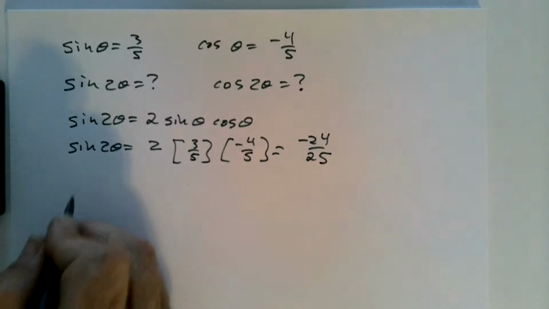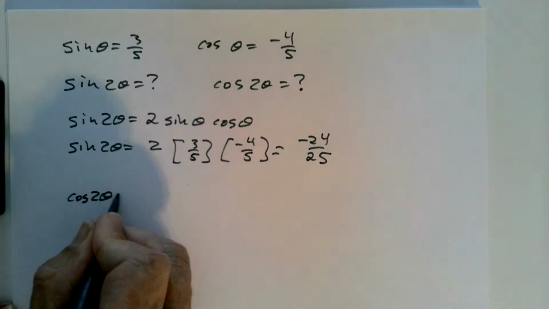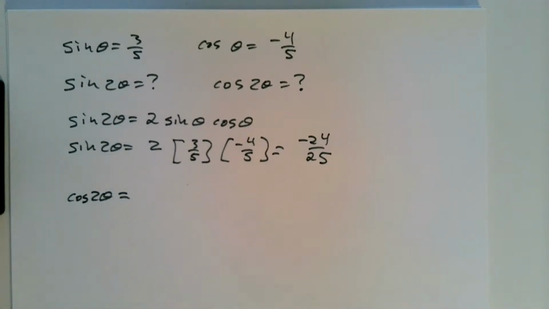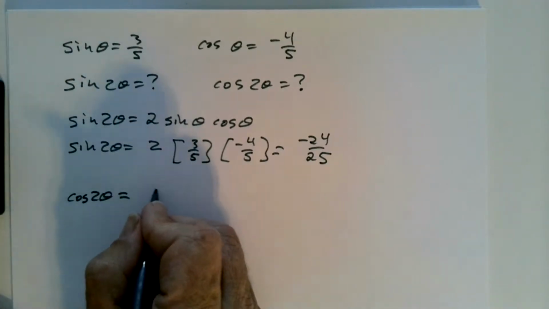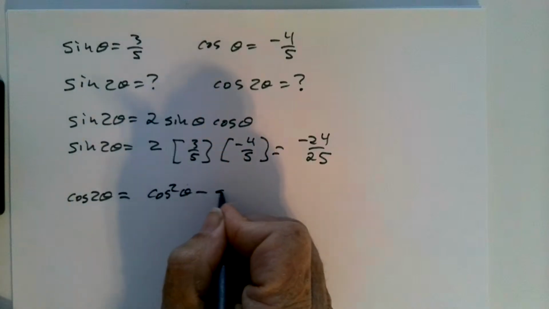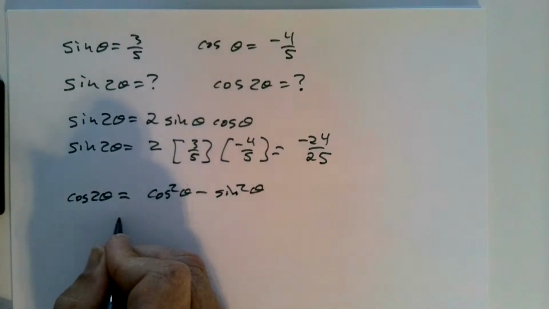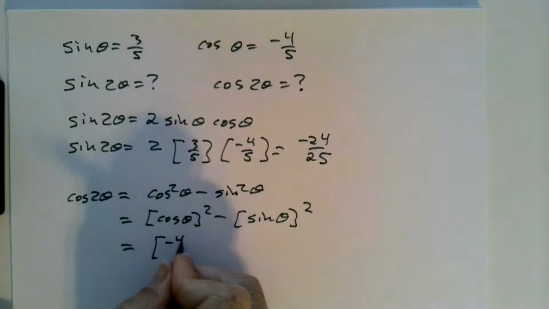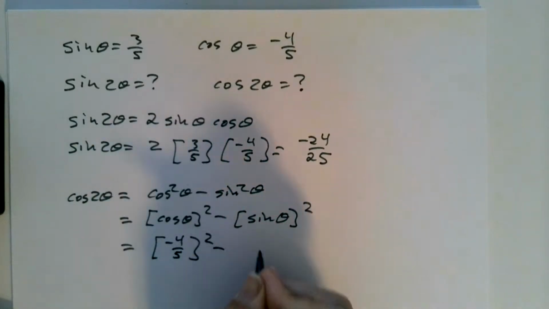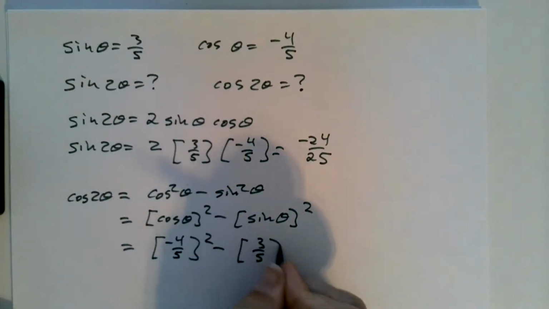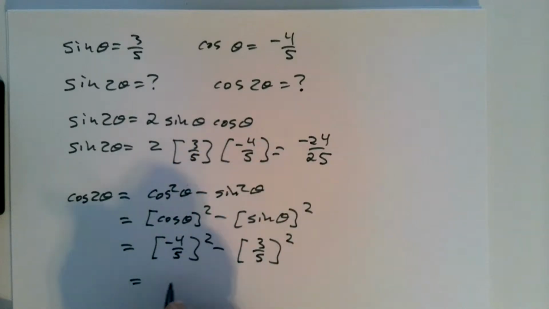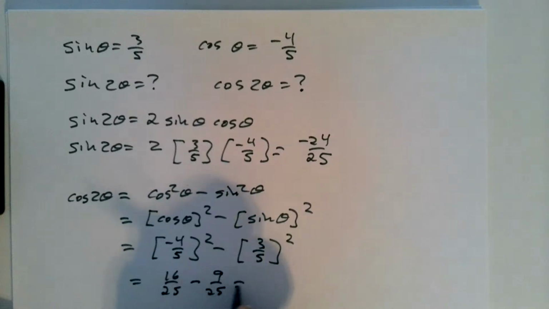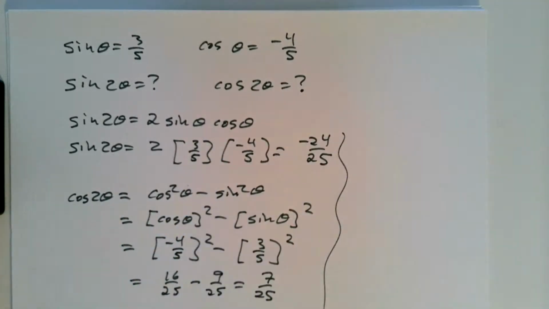How about the cosine of 2 theta? Which one do I want you to memorize? The one that looks like the Pythagorean identity: cos squared theta minus sine squared theta. What does that really mean? Cos of theta is negative 4/5. So I get negative 4/5 squared minus sine of theta, 3/5, squared. So negative 4/5 times negative 4/5, 16/25, minus 3/5 times 3/5, 9/25, which gives me 7/25. So that's cos of 2 theta.